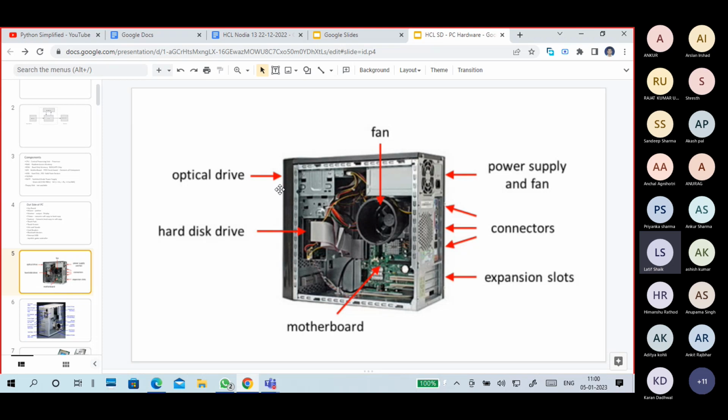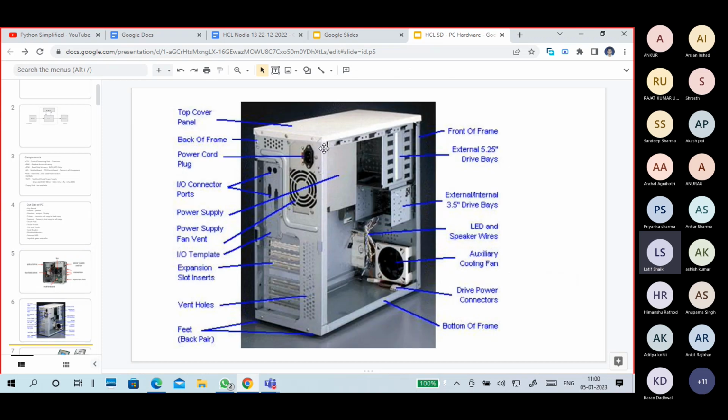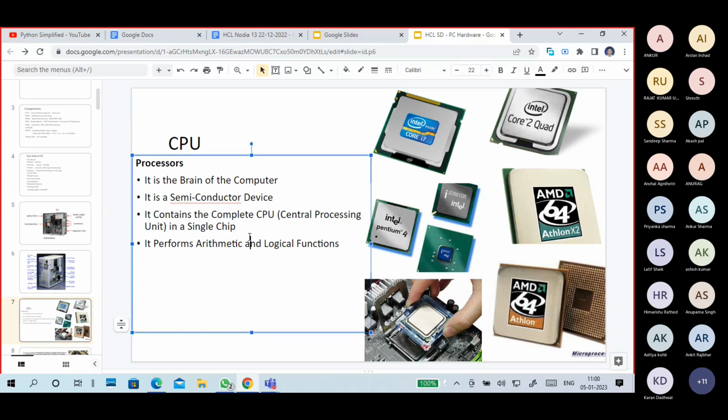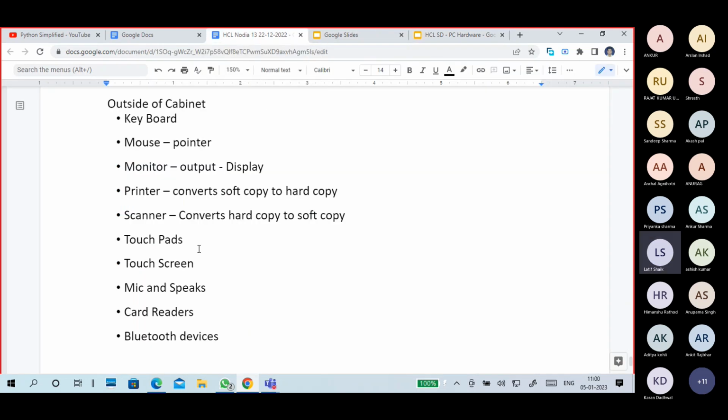Cabinet means this box. This box is called a cabinet. Inside a cabinet, we put all the components, and to operate this computer, we connect devices to the cabinet. Okay, guys, okay up to now?